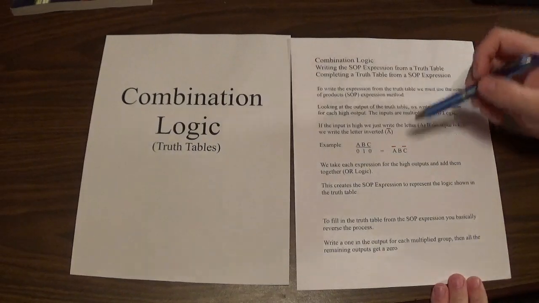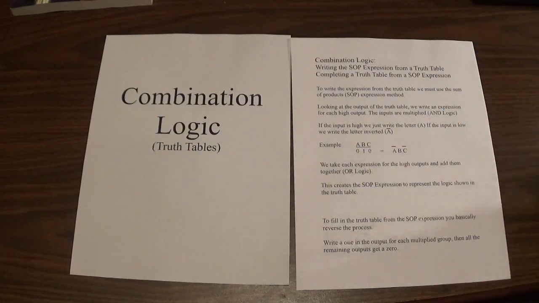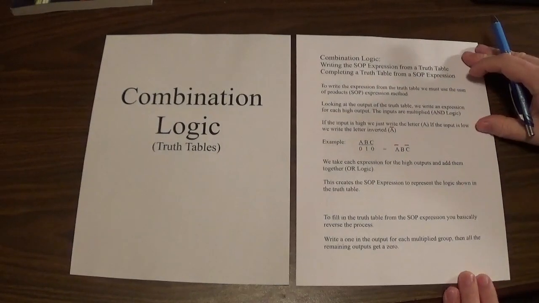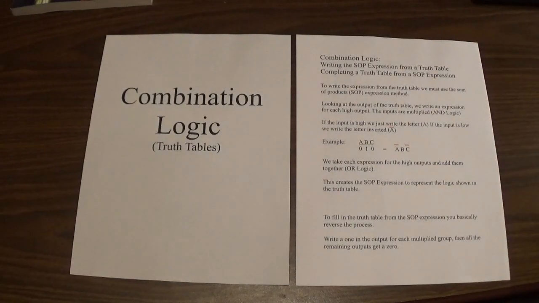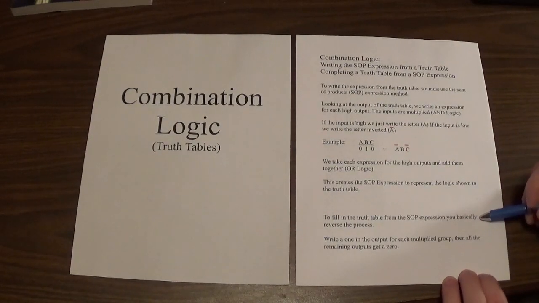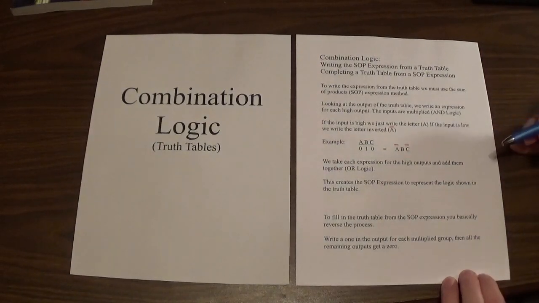Okay, so we will write one for each high output, and then that will give us the conditions that we need for all the highs, and then all the zeros we don't have to worry about, because if it doesn't have these specific conditions for each high, then that output will be a 0. Okay, so we're going to do that first, and then after that we're going to look at basically just doing the opposite of taking the sum of products expression and filling out the truth table. So it'll just be this process in reverse.